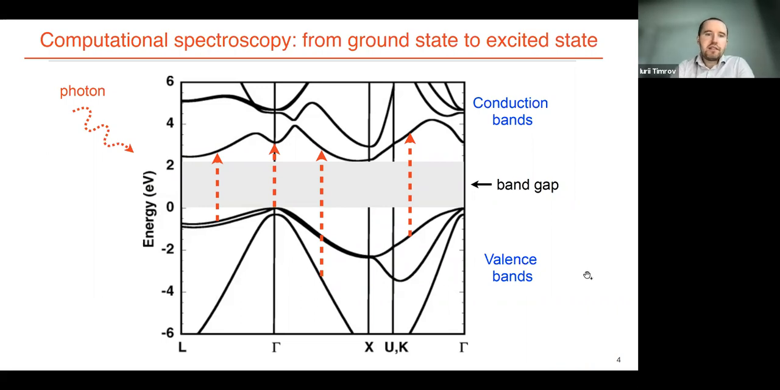To describe this, of course, we can use just standard DFT. We know the energy of valence bands, we know the energy of conduction bands, we just take the energy differences and that's it. Well, this would be the simplest approximation, of course. And as we will see in the rest of my talk, this is not satisfactory when you want to make a comparison with experimental spectra. So we need to do more advanced simulations.